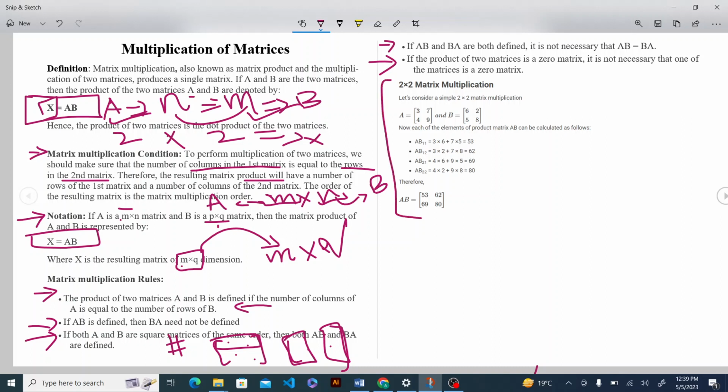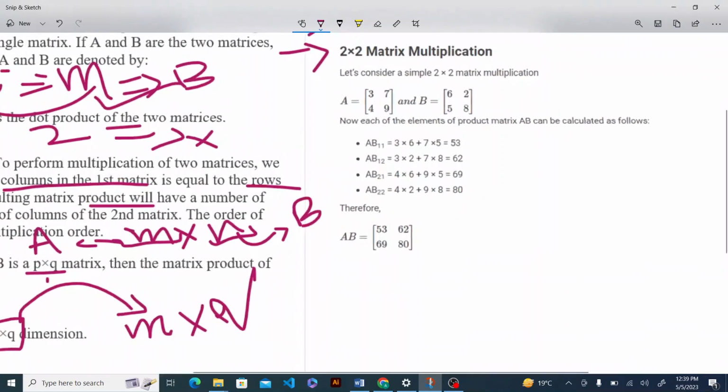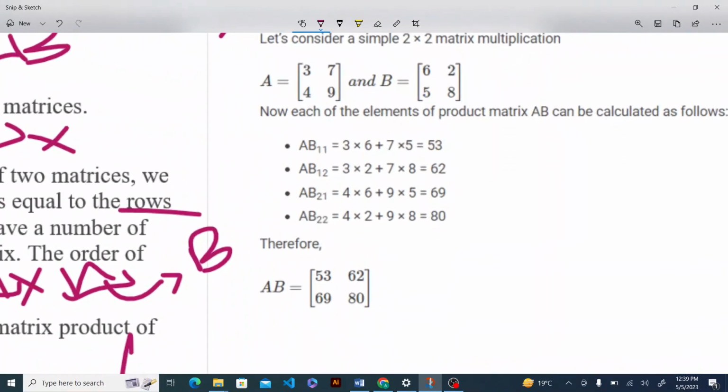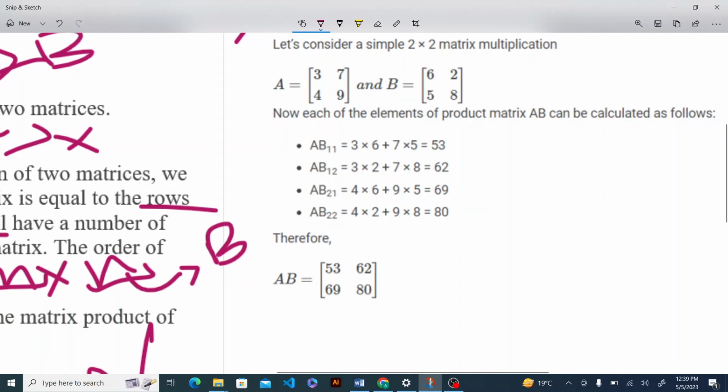Now we have an example, a 2 into 2 matrix multiplication. Let's consider a simple 2 into 2 matrix multiplication. Here is a matrix A and here is a matrix B. In A, the order is 2 into 2, 2 rows 2 columns. In B, also 2 into 2, 2 rows 2 columns.